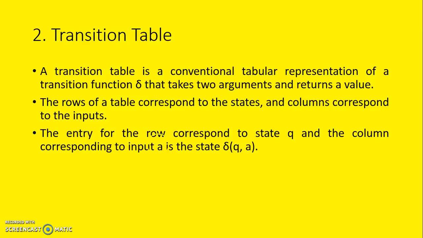Transition table. A transition table is a conventional table representation of a transition function delta that takes two arguments and returns a value. The rows of the table correspond to the states and the columns correspond to the inputs. The entry for the row corresponding to the state Q and the column corresponding to the input A is the state delta of Q comma A.